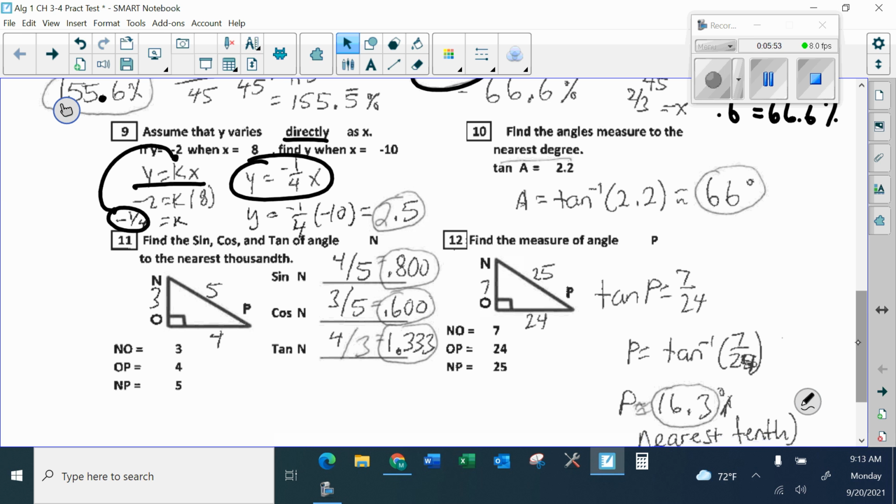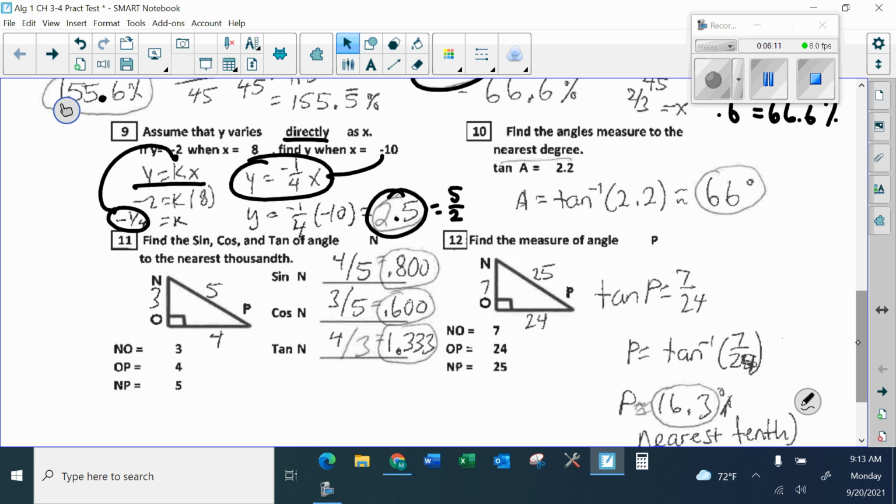Now it says find y when x equals -10. So I just substitute -10 in for the x right there. Negative times negative is positive. 10 divided by 4 is 2.5. Or you could leave it as 5/2 if you want to leave it as a fraction.